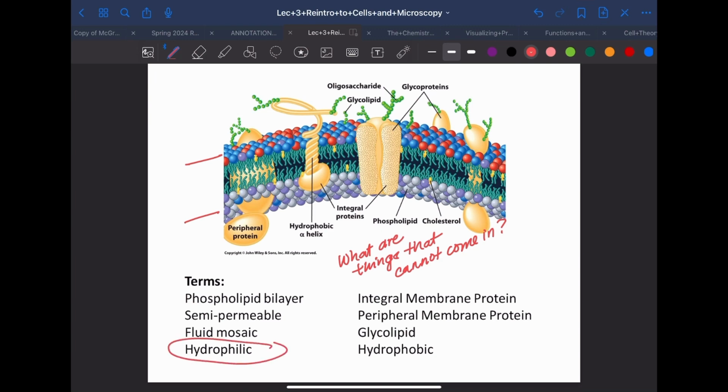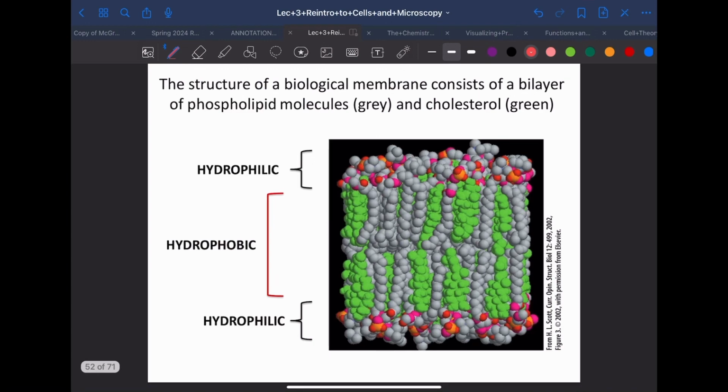We have these two words, hydrophobic and hydrophilic. I know just from last week we talked about those. You guys are aware of those. Remember, we do also have proteins in our membrane, so we'll talk about that today actually in a little bit more great detail. Same thing with glycolipids.